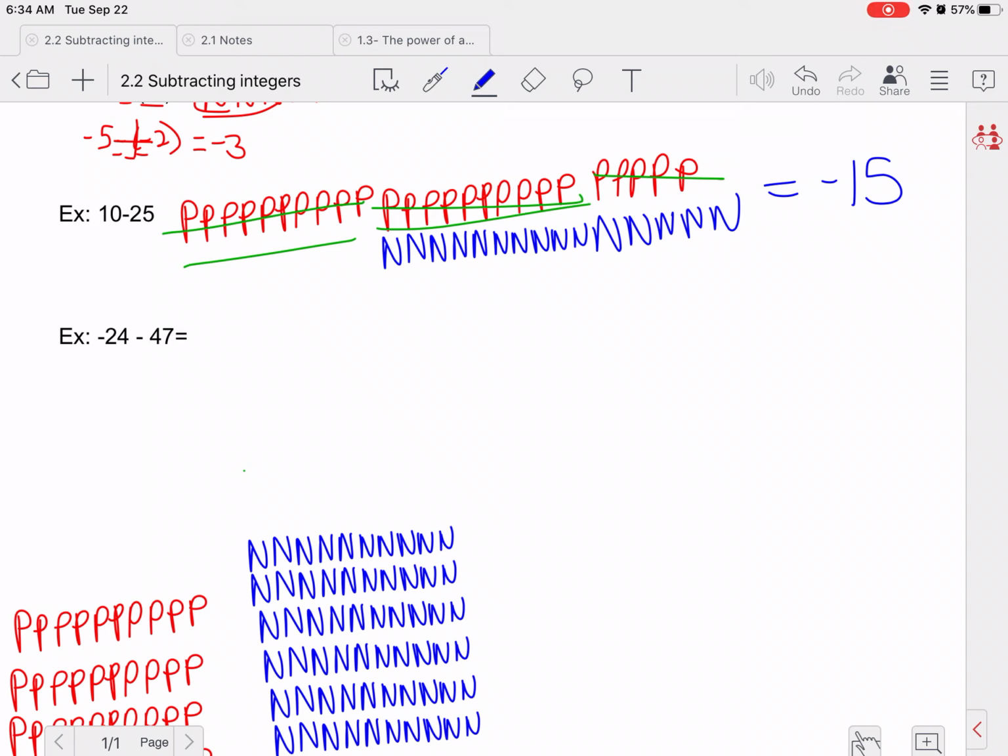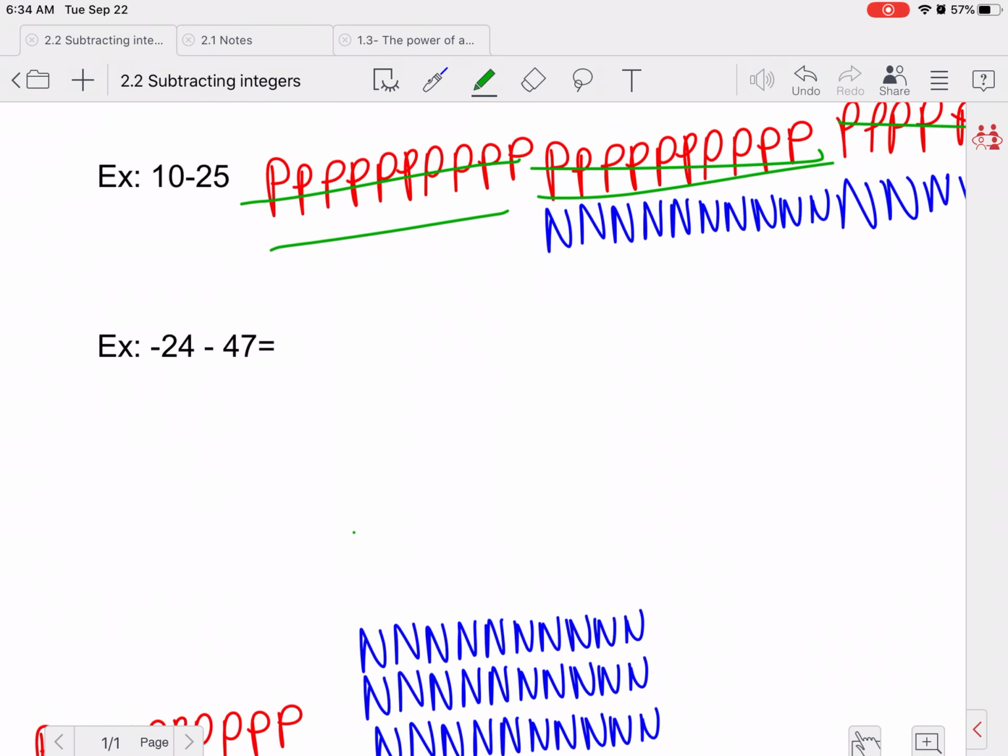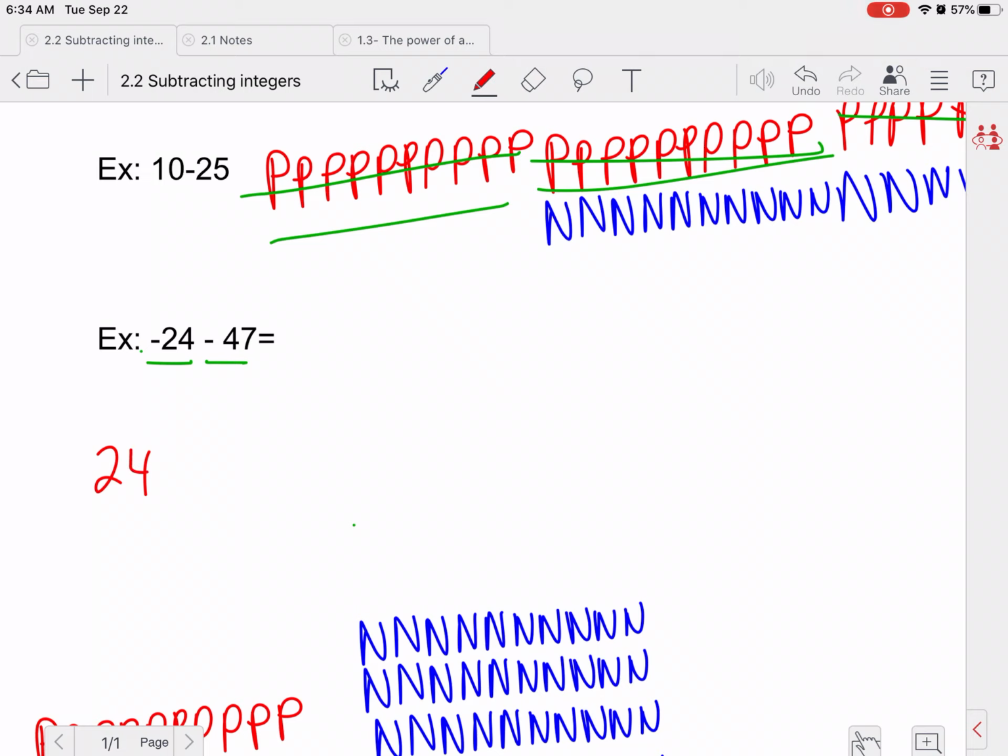All right. Last problem here. So we have negative 24 minus 47. So negative 24 minus 47, that would be like spending $24 and then spending $47. Okay, so I could do the p's and n's, but writing 47 p's and n's would be a lot. So if we think of this in terms of money, I'm spending 24 and spending 47. So if I add those together, that would be 11, right? 6 plus 1 is 7. So this would be $71 that I'm in debt for because I'm spending the money and I started with no money.